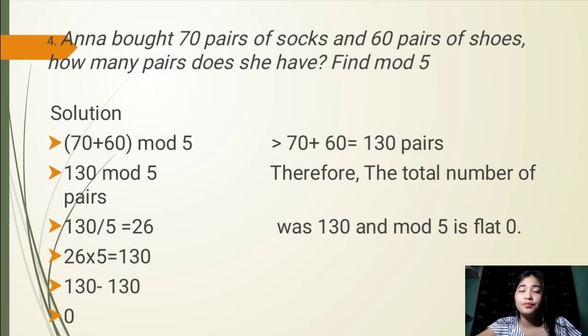So 130 divided by 5 is equal to 26. But since 26 is already a whole number, there is no need to eradicate anything since there is no decimal, and we use it as it is. So we just use 26 since it is a whole number and multiply it by 5, and the result is 130. Then simply subtract 130 from 130, and our mod 5 is equal to 0. Take note that 0 is also an integer. Therefore, the total number of pairs was 130, and the mod 5 of 130 is 0.